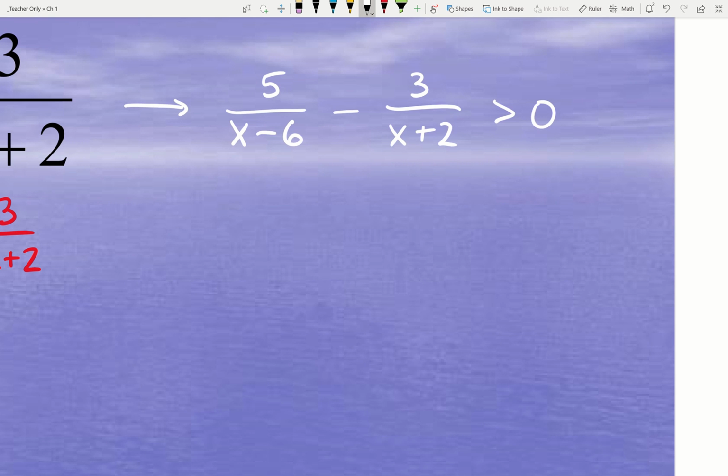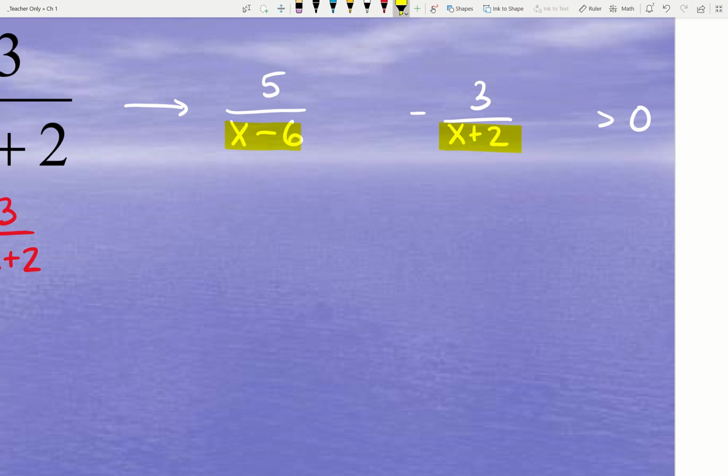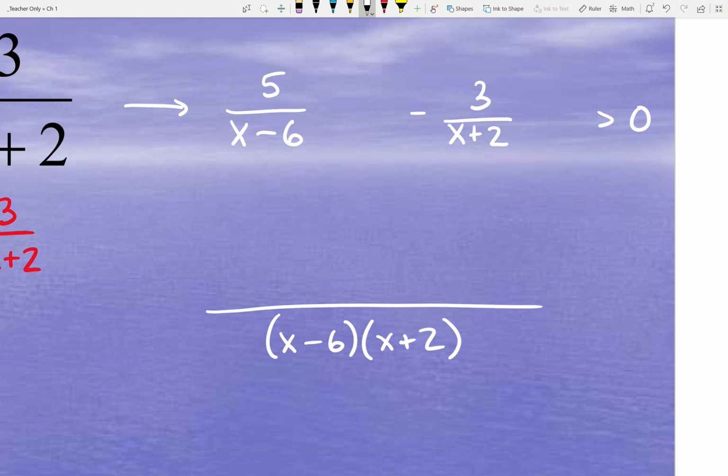So now I've got my two fractions here. I now need to find myself a common denominator, which I'll write some space for here just so I have some room. Remember that the common denominator that we want to go with is typically the one that we get by multiplying our two existing denominators together. So x minus 6 times x plus 2 will represent our common denominator. So I'll write that here on my next line, x minus 6 times x plus 2, something that is greater than 0.